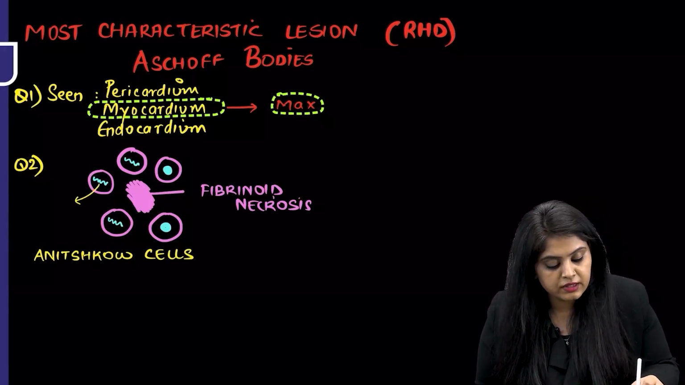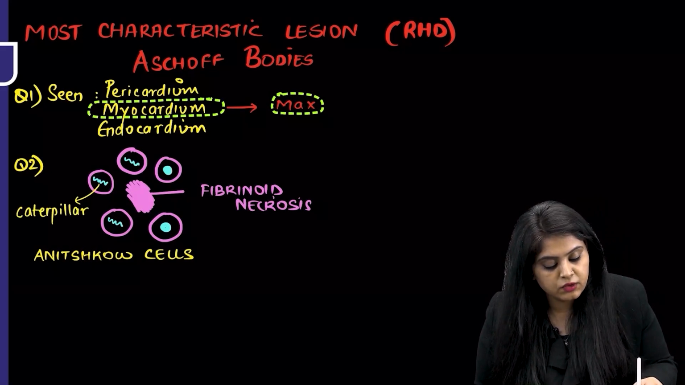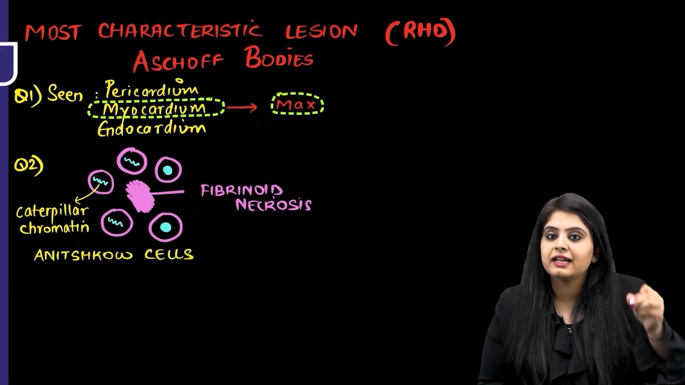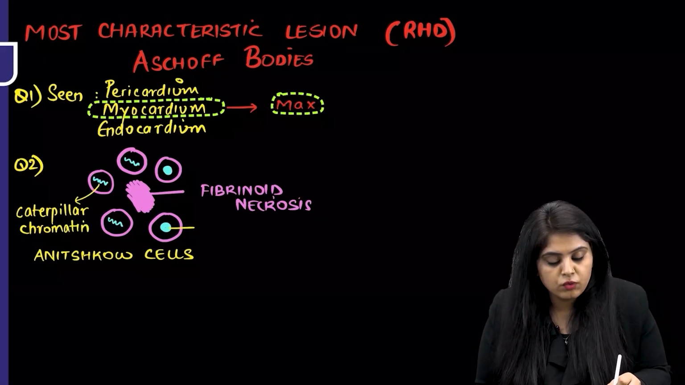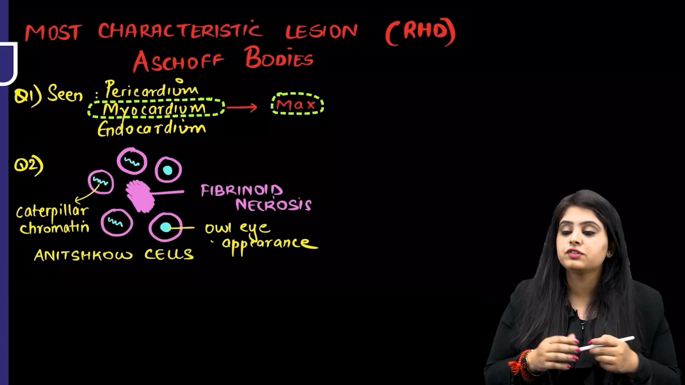Because this one over here looks like a caterpillar. This has a caterpillar chromatin; it's zigzag like a caterpillar. And this one over here is totally round, which means it has an owl-eye appearance. Are they different? No, it's just how you look at a thing.